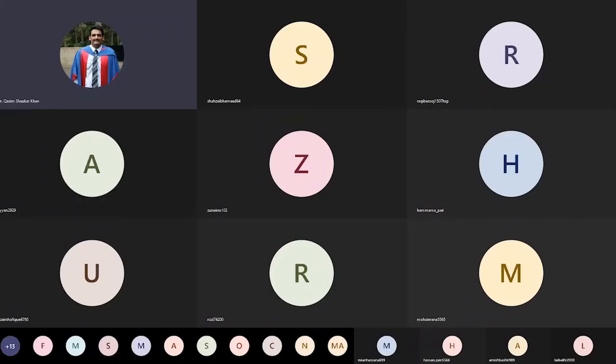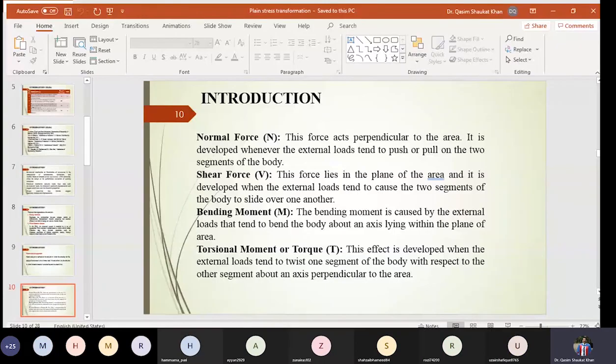Let's continue with our introduction of the structure mechanics. So now we are going towards a more specific introduction, that is about the stress transformation, or you can say plane stress transformation. Normal forces, shear forces, bending moments, and torque. So these are the few things which we need to discuss.